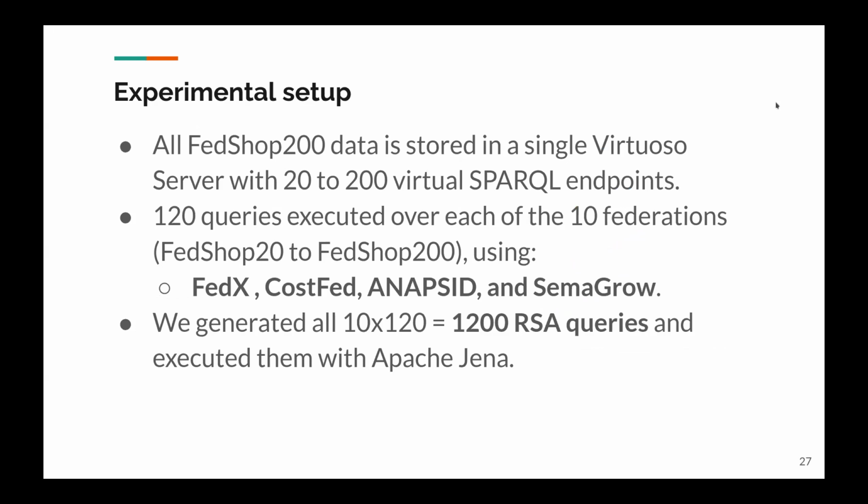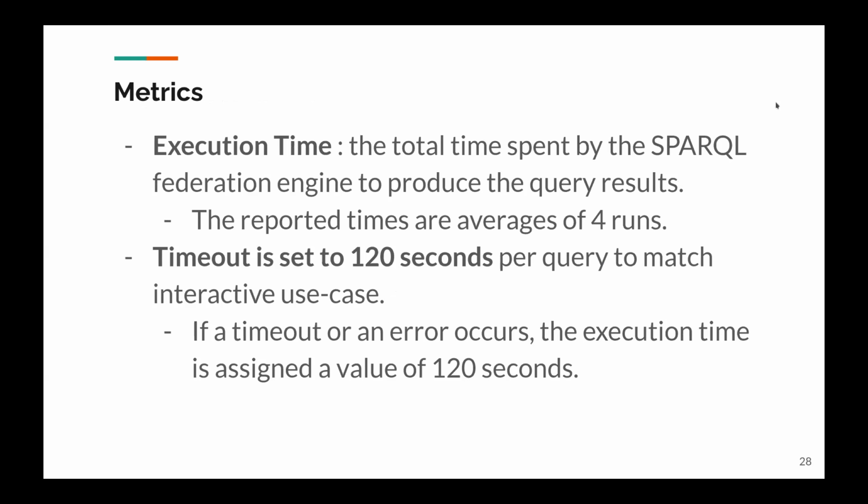We set up the benchmark on a single Virtuoso server, which serves all the different federation members as separate endpoints. We tested with 4 federation engines, and we generated all the different source assignments for all our queries. We measure execution time. We take timeouts of 2 minutes into account. So every engine that doesn't finish a query within 2 minutes times out, and we just count 2 minutes as the execution time.